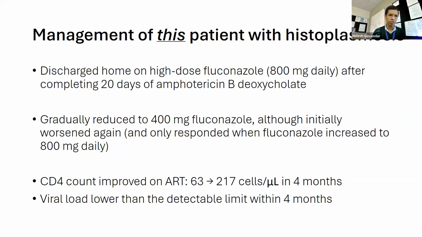This was gradually reduced to 400 milligrams of fluconazole, although he initially worsened and only responded when the fluconazole was increased again to 800, which suggests, I think, that this histoplasma isolate probably had relatively high fluconazole MICs, but sufficiently low for fluconazole to work. His CD4 count improved on ART, and he suppressed his viral load within 4 months or so.